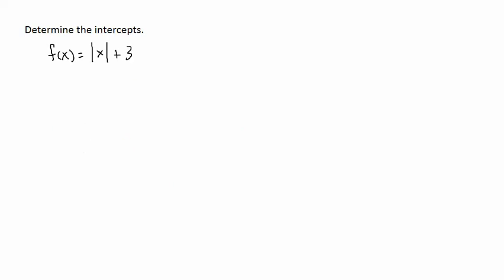f of x equals the absolute value of x plus 3. So for the x-intercepts, we have to plug 0 in for y. So we get 0 equals the absolute value of x plus 3. Let's get the absolute value by itself here. So let's subtract 3 from both sides. And so now we're trying to figure out which x values make this true. In other words, what can you plug in for x so that when you take the absolute value of it, you get negative 3? Well, that's impossible because the absolute value of a number can't be negative.